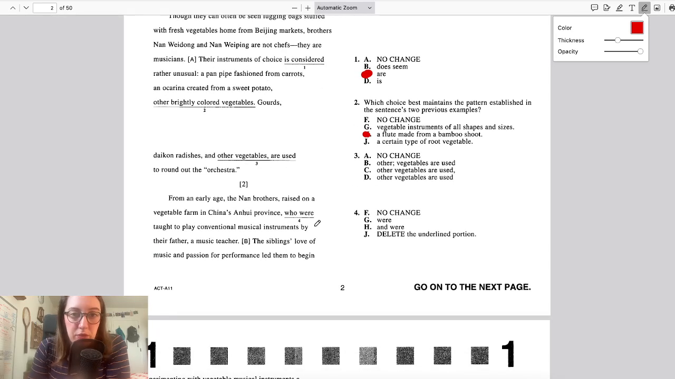Number 3, the sentence says, gourds, daikon radishes, and other vegetables are used to round out the orchestra. So this one, we don't need this comma here, because we have items in a series. So gourds, daikon radishes, and other vegetables, these all together are the subject of our sentence. And then we can just have this plural are. So that works well. So this is D. We don't need a comma at the end of used either because we don't want to break up the prepositional phrase.